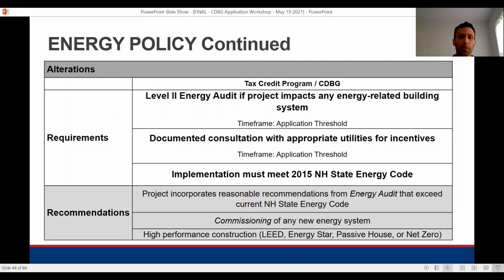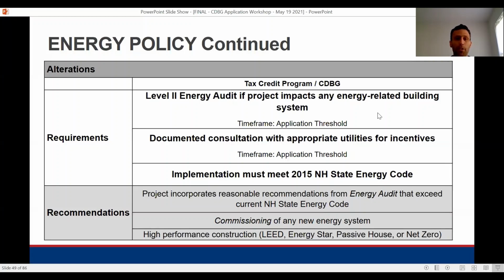The first table shows the requirements for an alteration or a retrofit project. The two key requirements are that the applicant would complete what's called a level 2 energy audit, and that you consult with your appropriate utility for potential implementation incentives. We want to make sure that you're not leaving potential funding on the table that could help improve your project design and future savings. We also have a set of recommendations in the shaded area there.